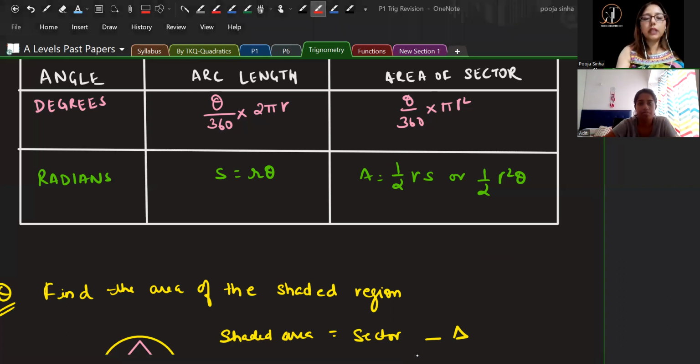Very nice. So I want you to give me the answer for this: an arc subtends an angle of pi by 3 radians at the center with a radius of 15 centimeters.